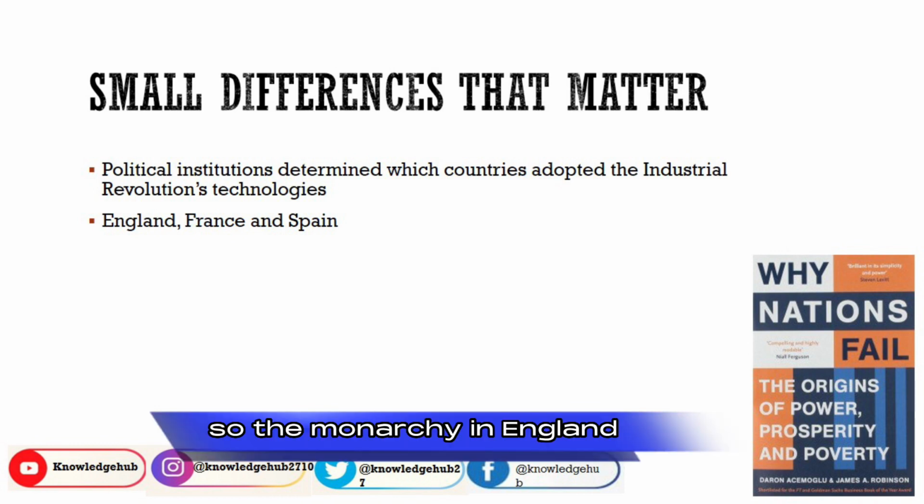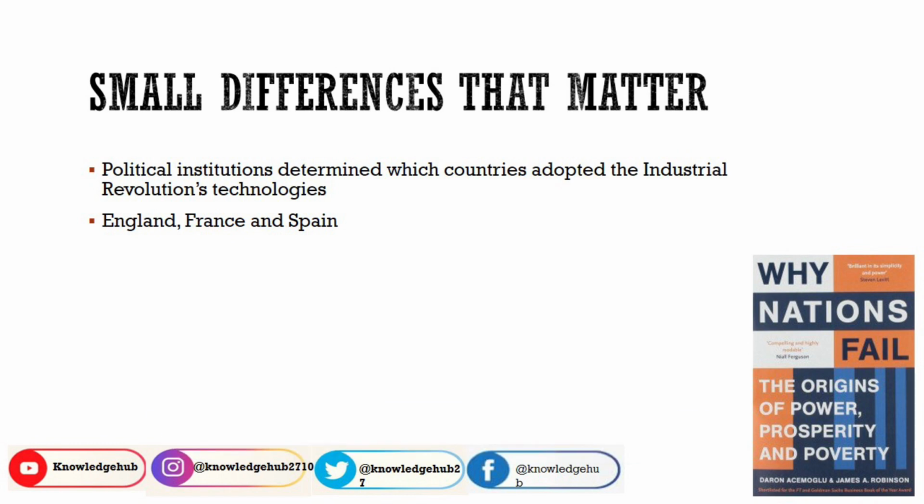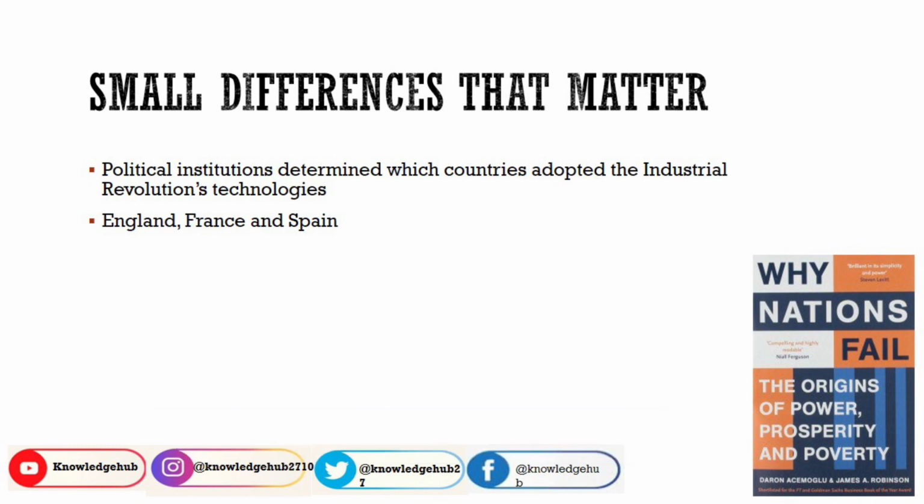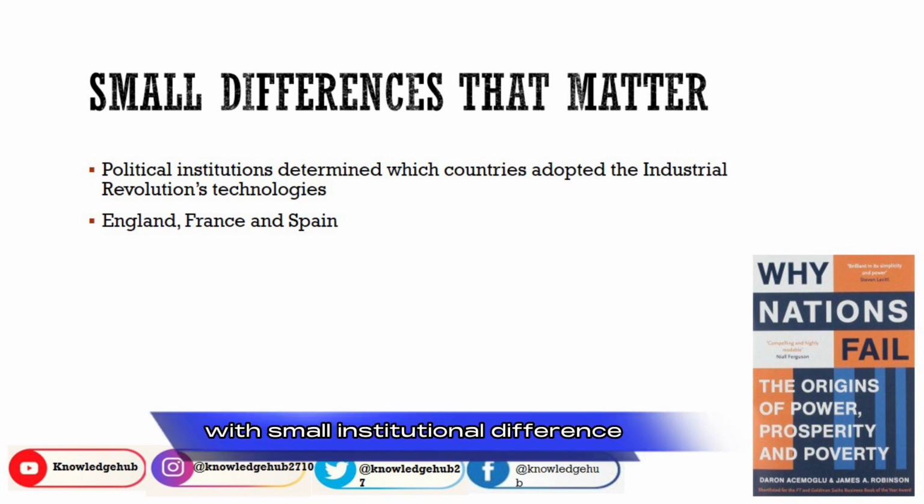So the monarchy in England needed to work with intermediary traders. These traders started demanding and winning political changes that comparable merchants in France and Spain couldn't even think of asking. That is why countries with small institutional differences can move in opposite directions. That is why we can see a remarkable difference in the Spain, France, and England of the 17th, 18th, and 19th century. There were just small institutional differences, but Eastern Europe and Western Europe had large institutional differences.